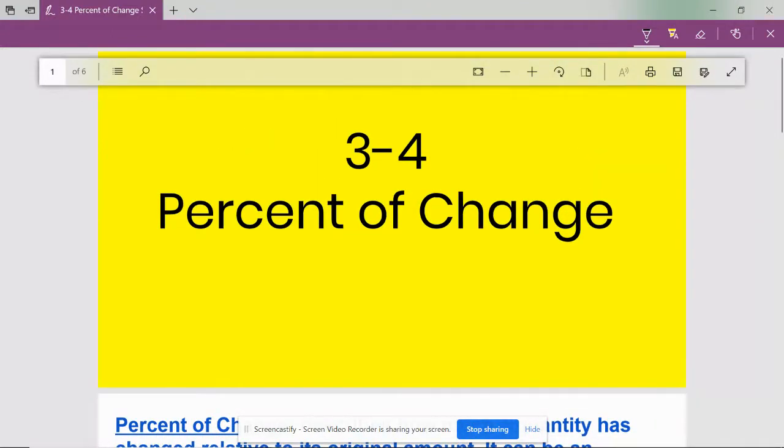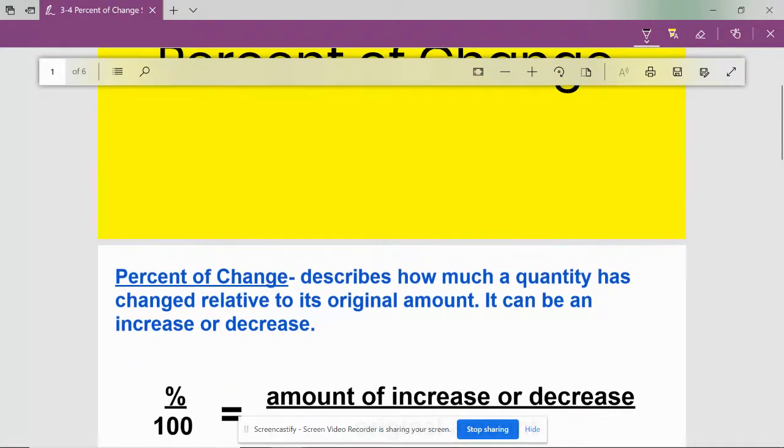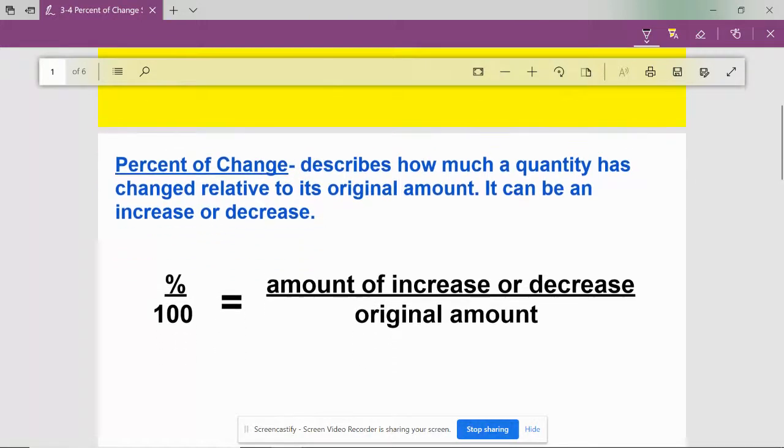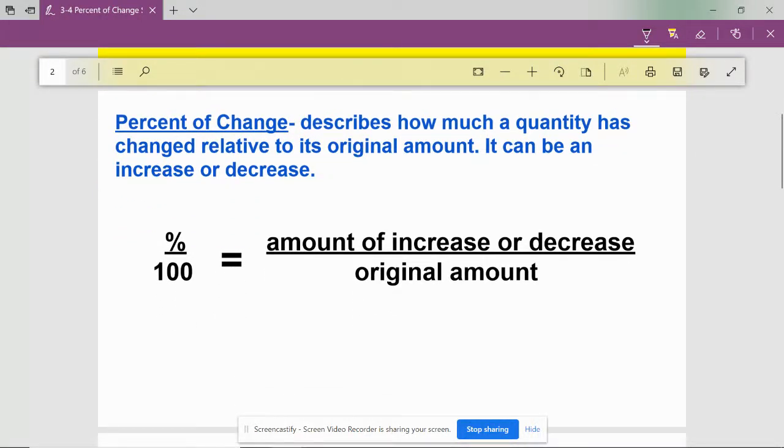Today we're going to be talking about percent of change. It's kind of the next thing for us. When we talk about percentage of change, we're talking about something changing from one thing to another, and we want to see what that percent is. Percent of change describes how much a quantity has changed relative to its original amount. It can be an increase or a decrease, so it can be something getting smaller or something getting bigger.